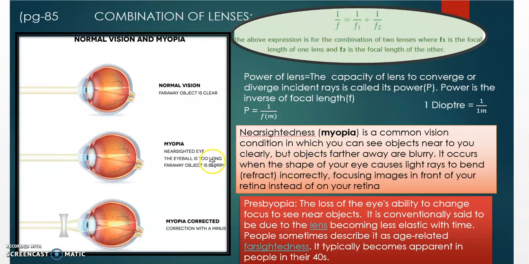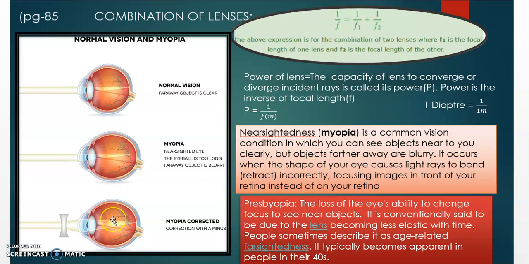This occurs when the eyeball is elongated. If the eyeball is elongated, what will be the distance between the lens and the retina? It will increase. So the image will form in front of the retina. For normal vision, the image should be formed on the retina. But for myopia, since the eyeball is long, the distance increases, so the image is formed in front of the retina.